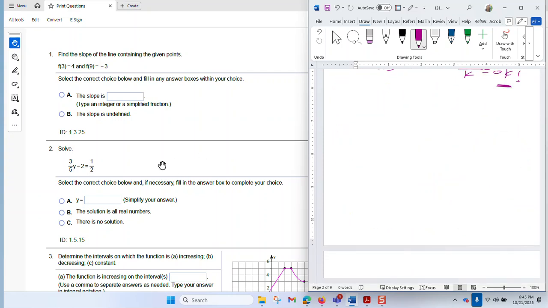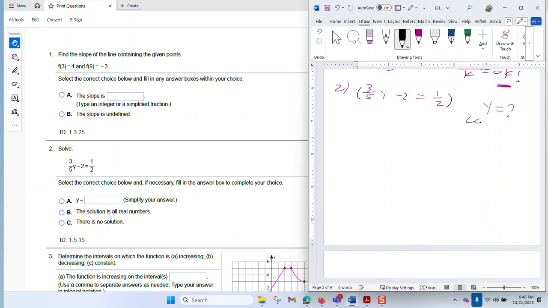Okay, the second one here, you need to solve for y. How do I solve for y here? I have 3 over 5 y minus 2 equals 1/2. Solve for y, that means I need to have y equal to something. We're going to add 2 on both sides. But before we even add this fraction, if you do not like fractions, you can multiply by the LCD on both sides to get rid of the fractions. That will be easier.